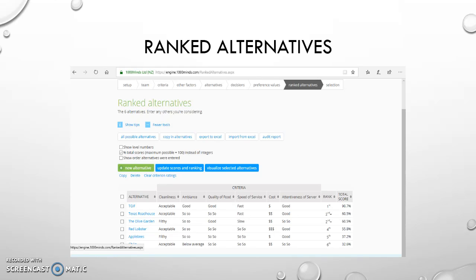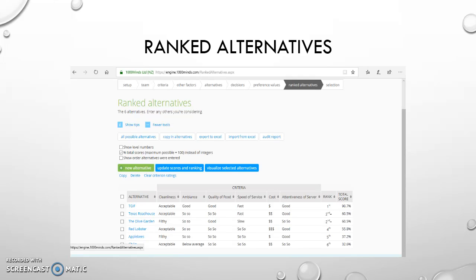I have to disagree. Red Lobster came in 4th. And again, they were acceptable in cleanliness, but the ambiance was so-so. It is kind of dark and dated. I agree. Quality of food so-so. They are hit or miss. Speed of service was so-so. I agree. Again, the cost was $3 dollar signs. Attentiveness of server was good, but they ranked number 4. Now I would probably personally rank them third on this one. They ranked at 55.8% collectively, with all of us putting our heads together, which is what 1000 Minds is all about.